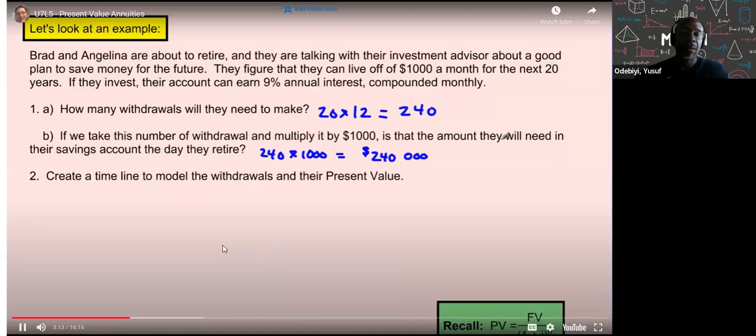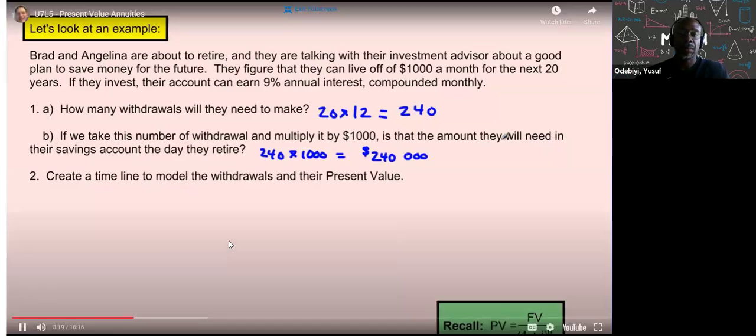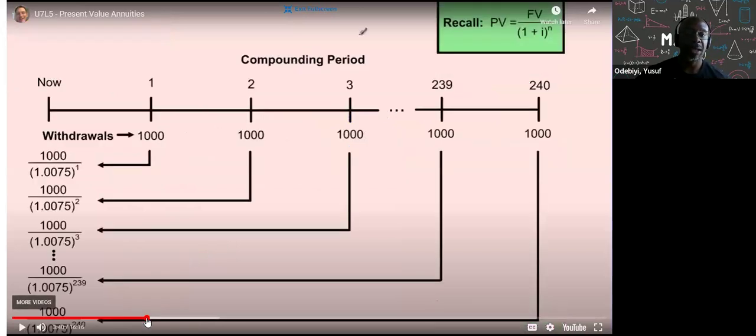So what we're going to do is figure out how much money they need to invest today so they have enough to pay that $1,000 240 times. Let's first start by creating a timeline to model what the withdrawals look like. Let's fast forward to the timeline. So these are the withdrawals, right? Month one, I'm taking out $1,000 a month. Month one, here's my withdrawal.